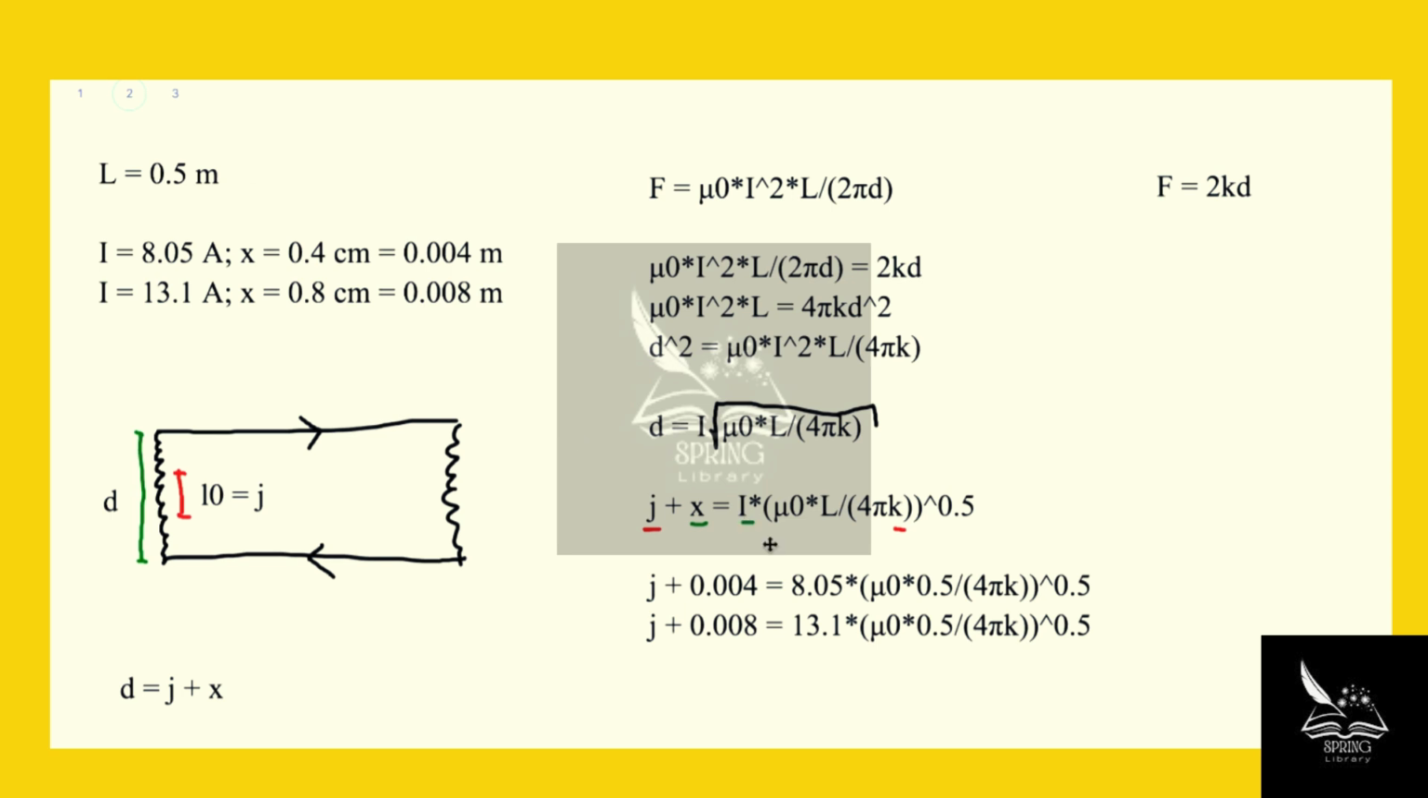Let's just copy these, go over here. Okay, and remember our J is really our L naught. I'll just put that up here just so we remember. Okay, so now we have two equations and two unknown variables, J and K.